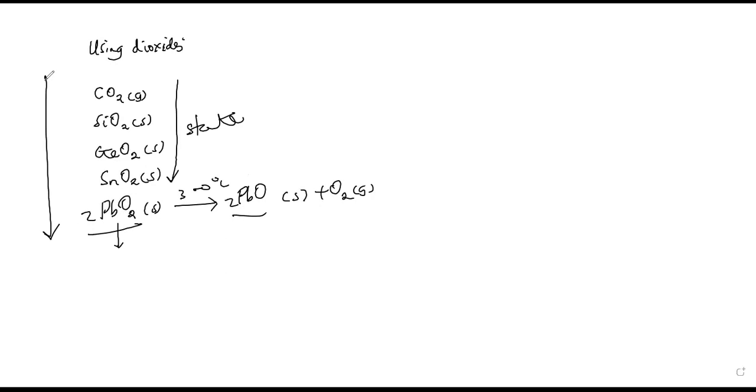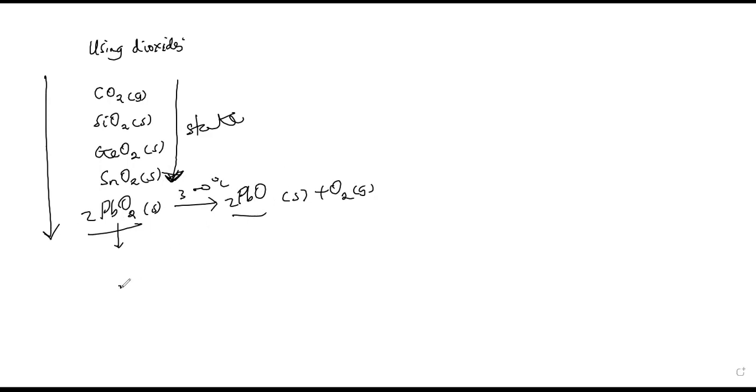So when explaining, first consider the dioxides. Then tell me that these ones exist, but they do not decompose. They are stable to heat. But lead four oxide exists but decomposes on heating to form lead two oxide and oxygen, implying that the plus two oxidation state is more stable in lead, because it may not decompose further.